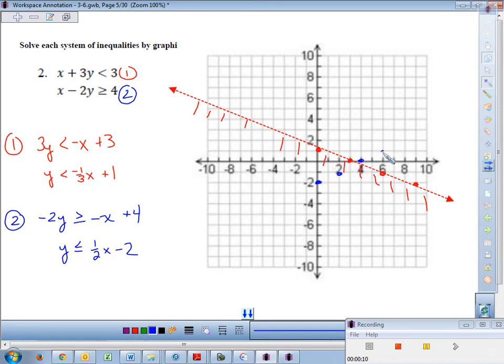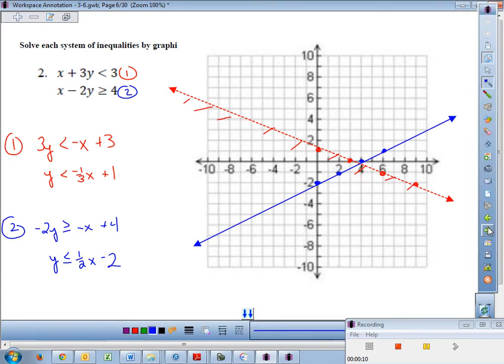Rise 1, run 2. And we'll use a solid line to connect those puppies together. This is supposed to be shaded below. Remember, that trick only works if y is all by itself, and we got y all by itself, so it's supposed to be shaded below. So below the blue line is down here.